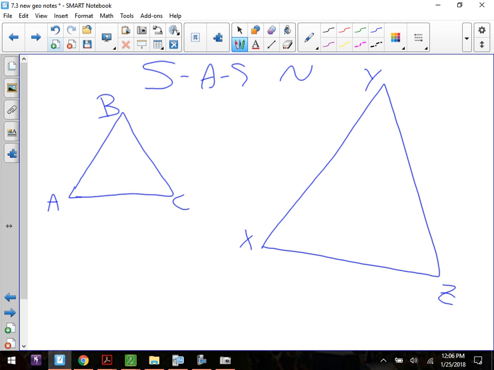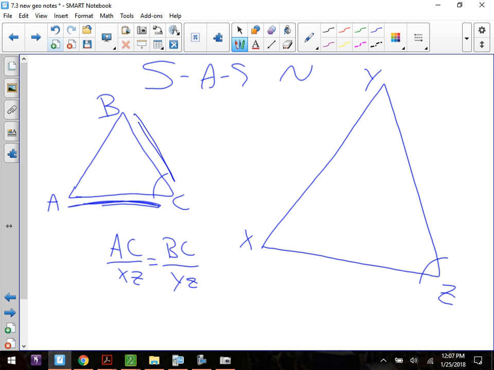So if I say angle C and angle Z happen to be congruent, then that means that AC has to go to XZ, and BC is to YZ. What's happening here is that the two sides that make up the angle have the same proportion. They have the same ratio. So it's very similar to the idea of side angle side, but we're looking at it in terms of the ratios instead.